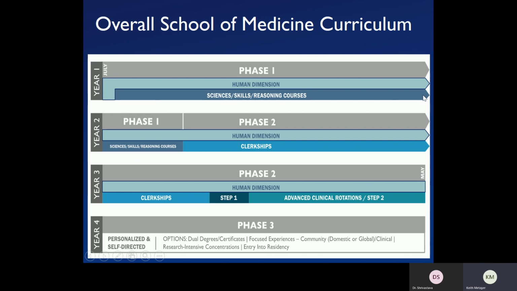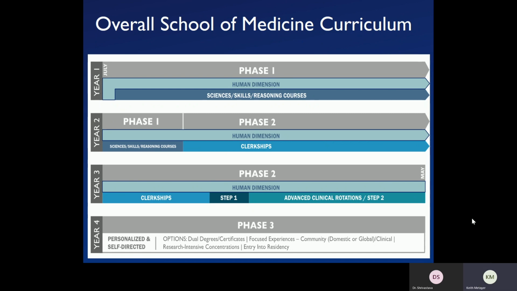and reasoning courses, and I'll get back to that in a second. Those are more of what you would think of as our traditional courses. Phase two, like I said, human dimension continues in kind of a slightly diminished fashion, and they move into their clerkships. And our clerkships, we have a transitional clerkship, and then a number of relatively traditional clerkships, with the exception of a longitudinal emergency medicine clerkship. And we don't take step one until after the clerkships. Then they move on to some advanced clinical rotations and step two.